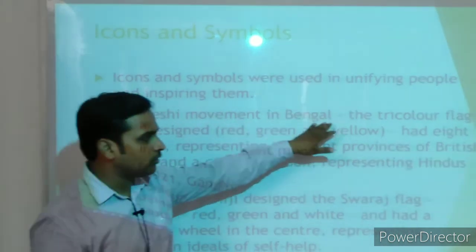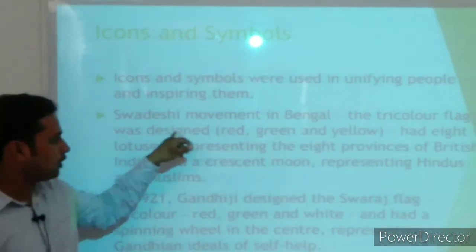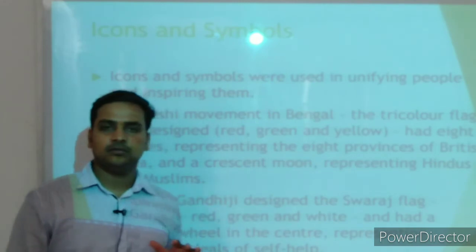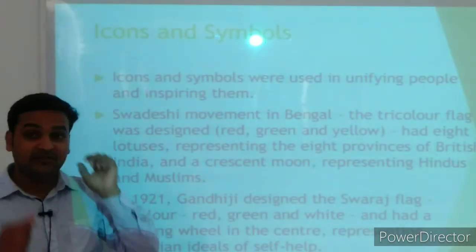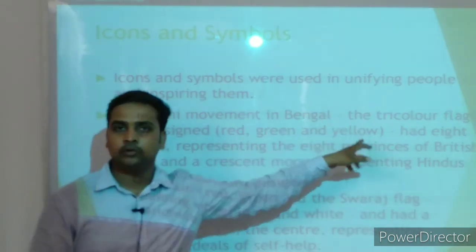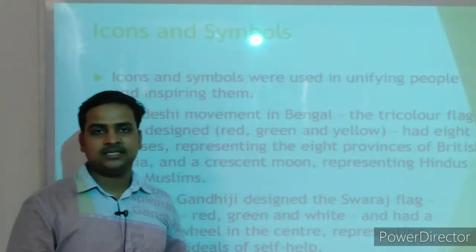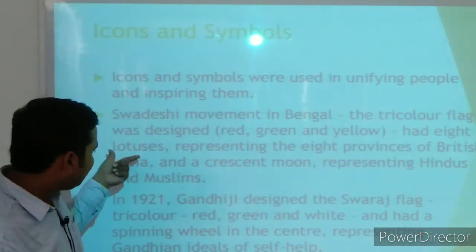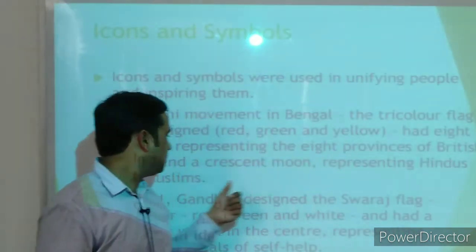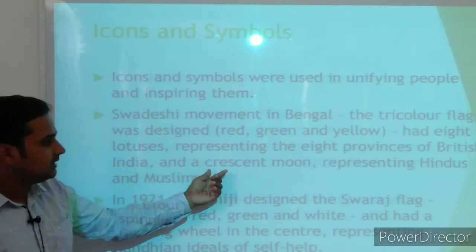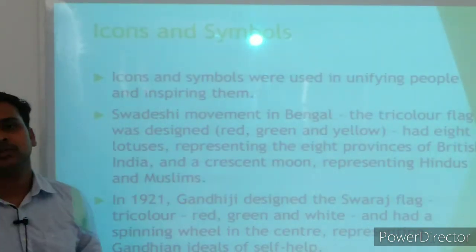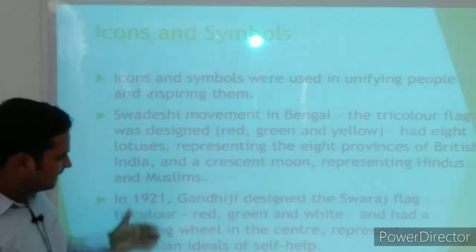In the Swadeshi movement in Bengal, the tricolor flag was designed, red, green and yellow. First, when the revolutionaries used to take the flags in their hand, the colors were red, green and yellow, not as it is, which we see as the national flag today. It had 8 lotuses representing the 8 provinces of British India and a crescent moon representing Hindus and Muslims. So these were icons, flags.